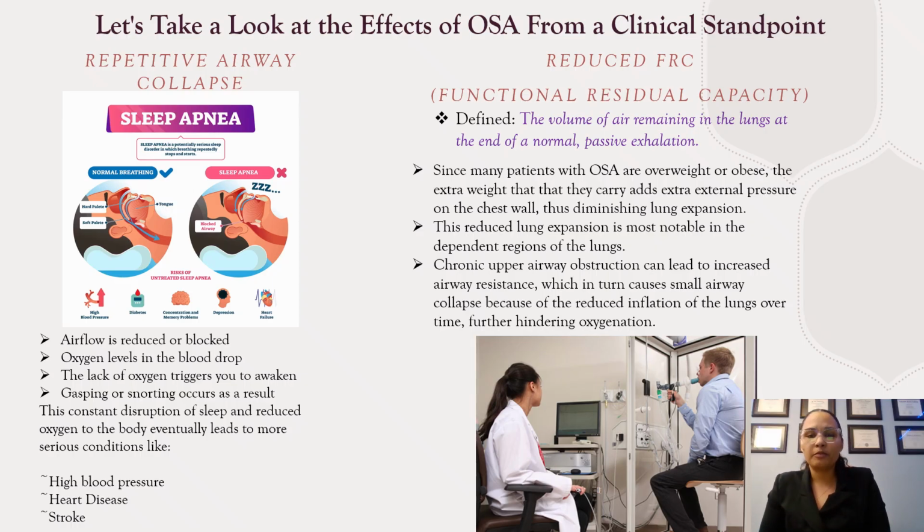Chronic upper airway obstruction can lead to increased airway resistance over time. That really also leads to small airway collapse, and that also hinders the inflation of the lungs, further hindering oxygenation to the body.